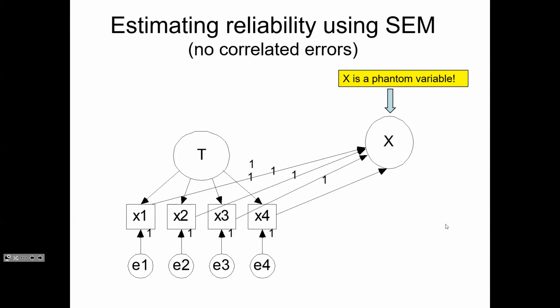And obviously, all of those X's are also measured with error, right? So we've got E1, E2, E3, E4. Those are our errors. And then we want to estimate the reliability. Actually, I'll show you a couple different ways you can do it.